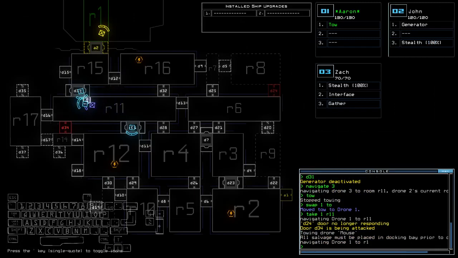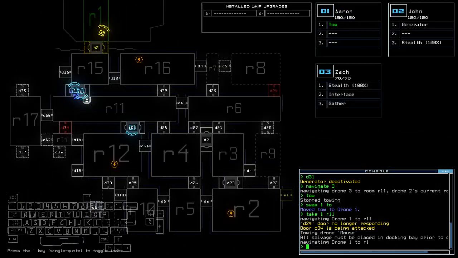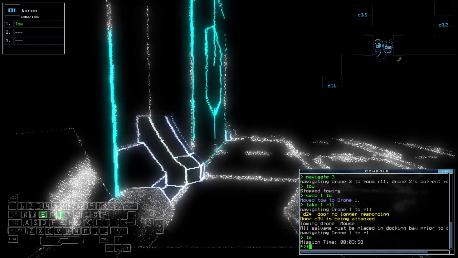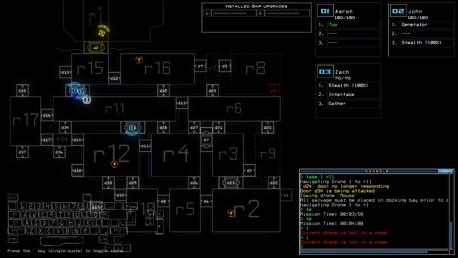Not too good of a take in there. D24 broke down. I think I still managed that, but that one at room 14, I really have to manage this as possible. Oh crap! What? Oh, that's bull crap!